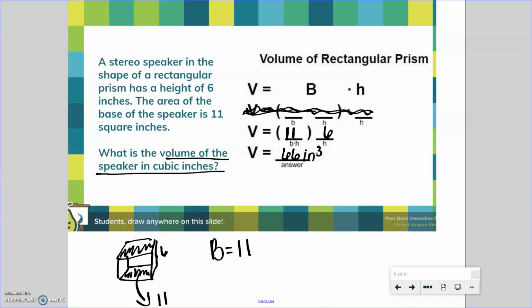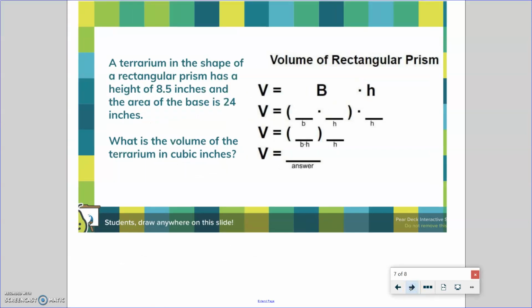Okay. But remember, the reason we skipped the second step is because we don't know what the base and height of the base is, but we do know what the area of the base is. And the area of the base is 11. Let's take a look at the next example.